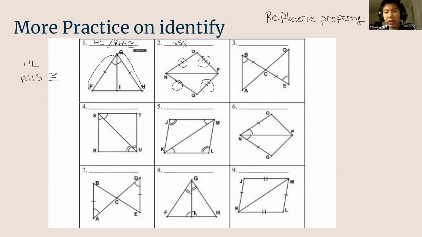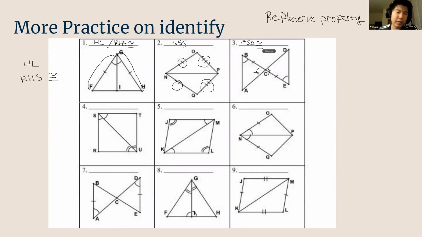Now here, in question number 3, we have a bit of work to do. The first thing that we should know is that BCA and CED are both vertical angles, so they are congruent. Now, because we know that they are congruent, and ABC and CED are congruent, and BC is congruent with CE, we know that 3 is congruent through angle side angle congruency.